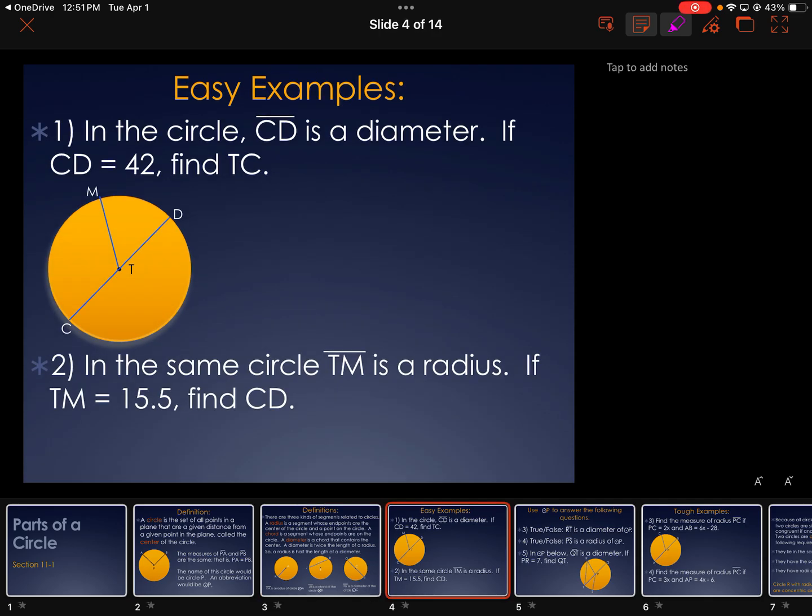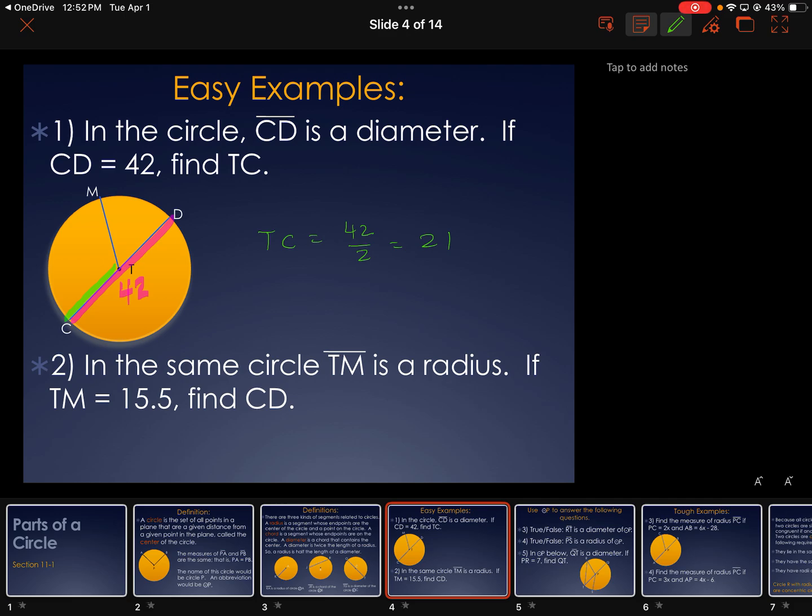Let's try a couple easy examples. Number one, in the circle, segment CD is a diameter. That's really important. So segment CD is a diameter, and they're telling you the length is 42. Find the distance from T to C. T to C would be a radius. Remember, a radius is half of a diameter. So that radius, T to C, would have a length of 21.